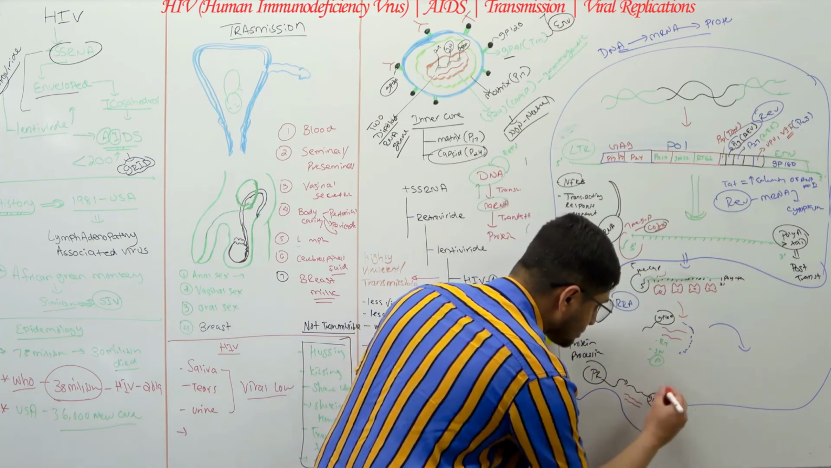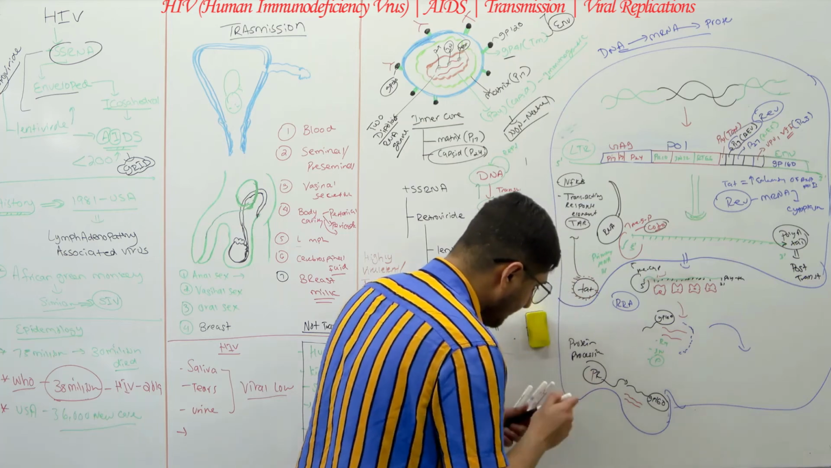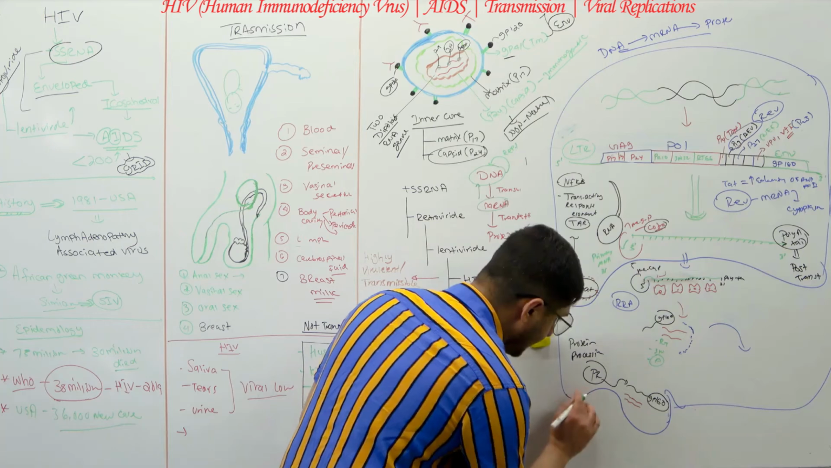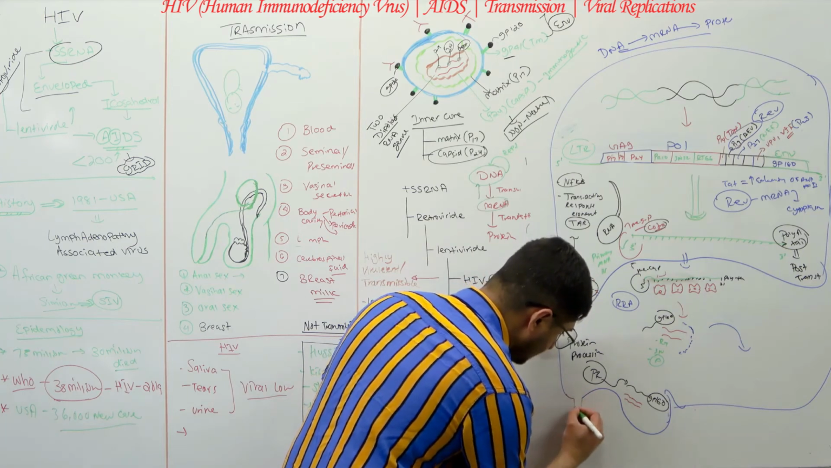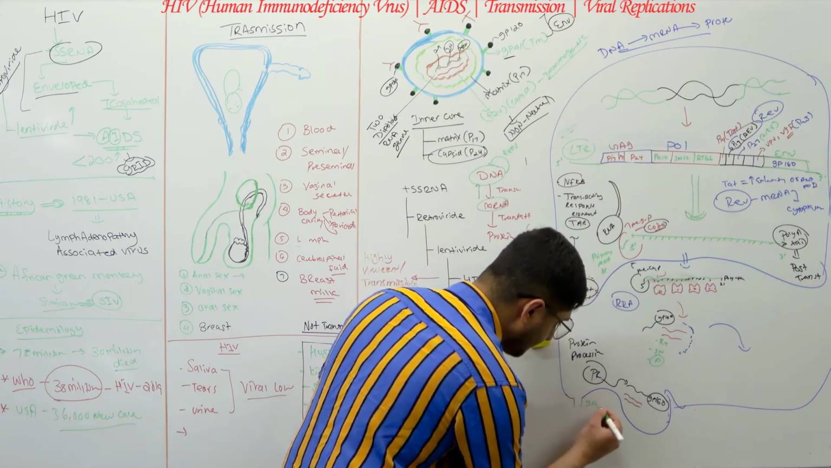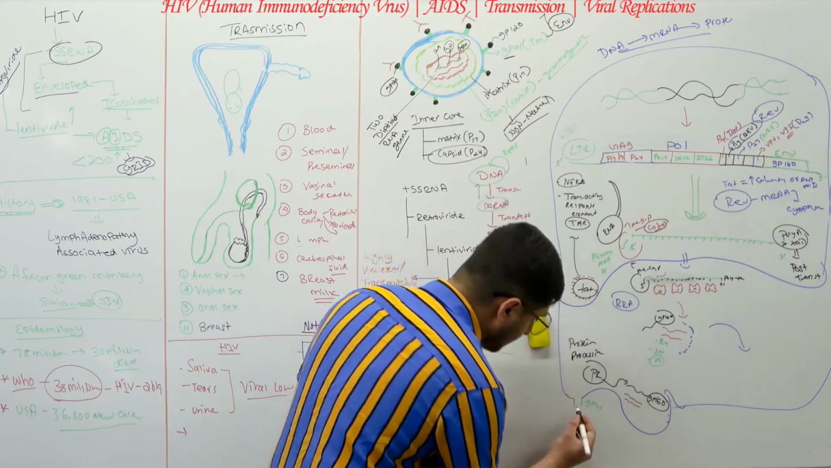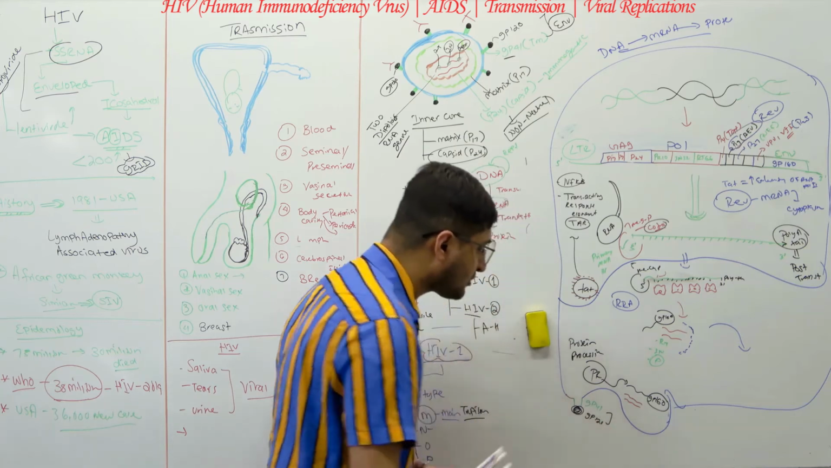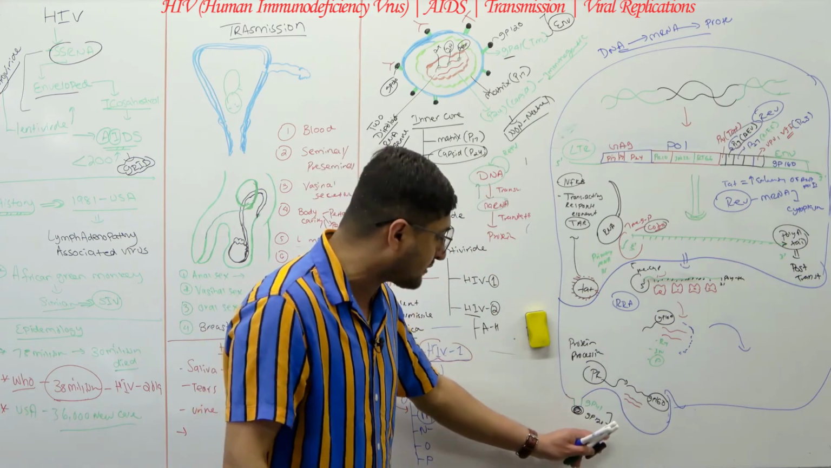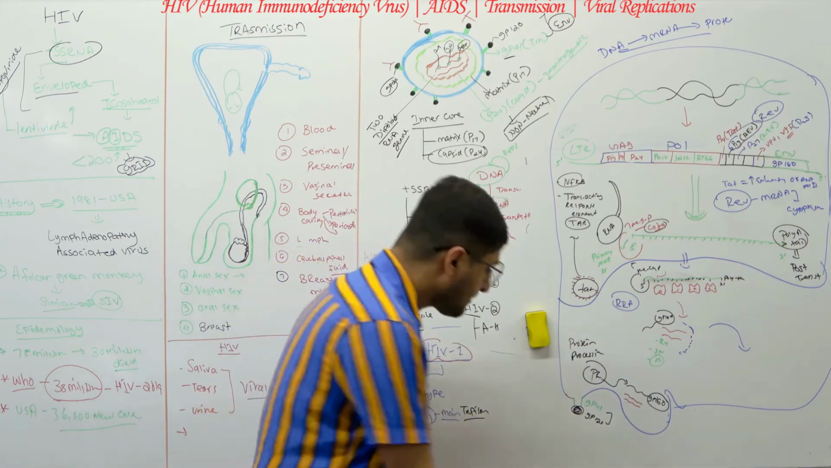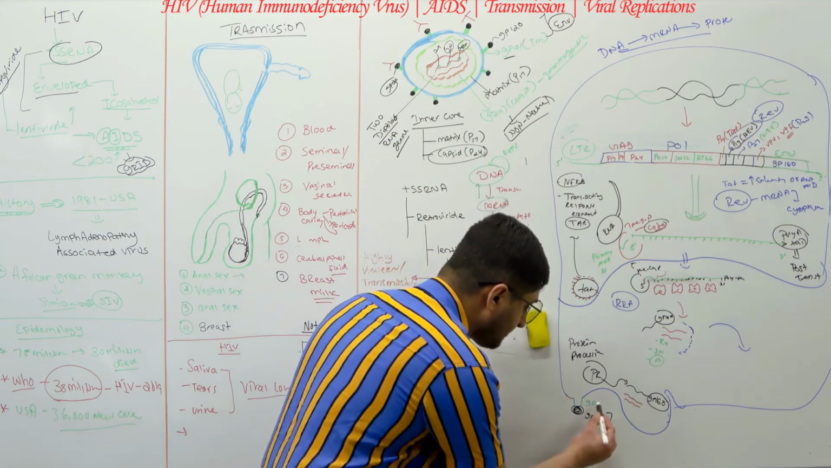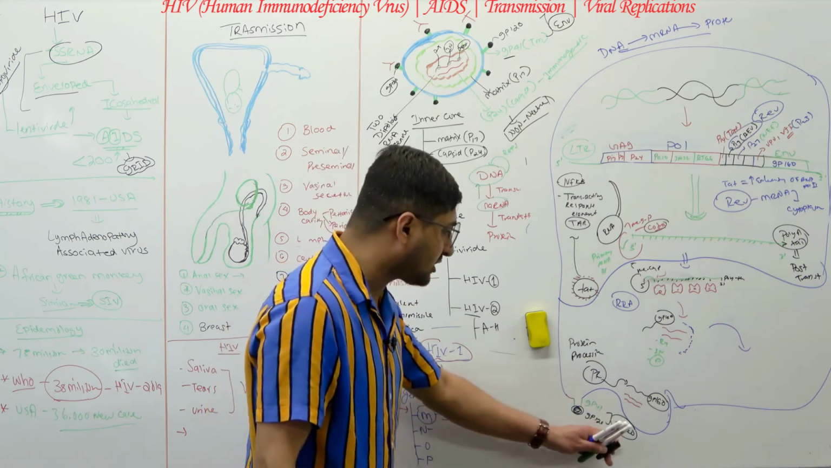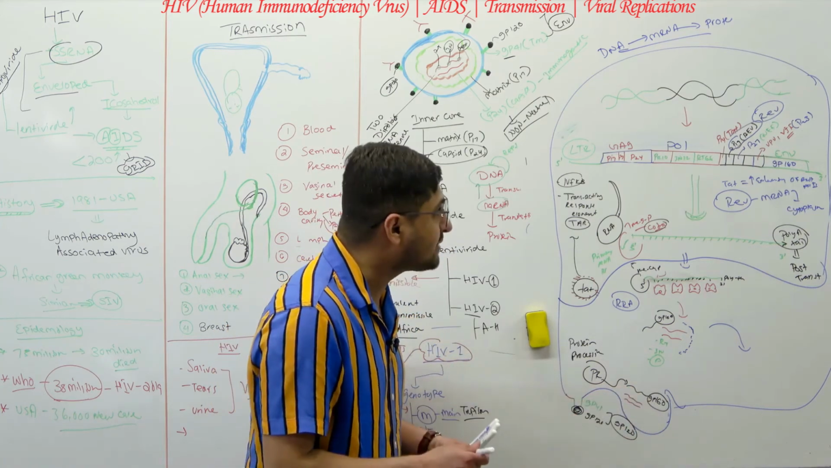and it basically makes, we'll make it green here, glycoprotein 41, and then it makes another one which is called glycoprotein 120. Remember, when you add them together it will add to glycoprotein 160, but it's not that simple. This will make glycoprotein 120, which has 120,000 daltons molecular weight. And this is an envelope gene, right?